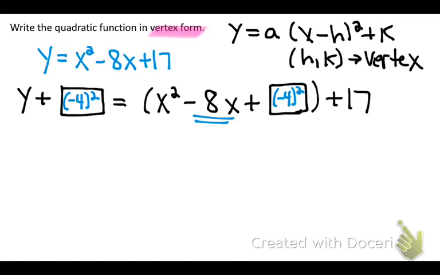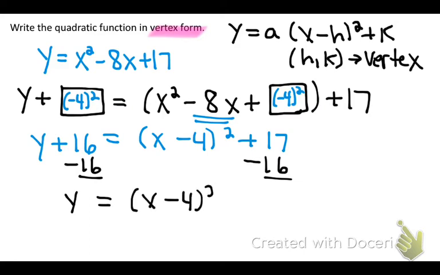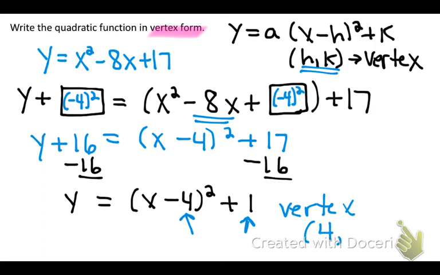Then we're going to simplify and factor, so we end up with y plus 16 equals x minus 4 squared plus 17. And now if we subtract 16 from both sides, y equals x minus 4 squared plus 1. Our vertex is h, k. So in this case, our vertex will be 4, 1.